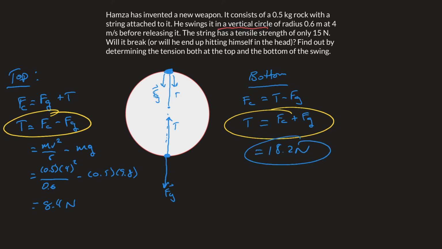Since this is greater than our tensile strength of 15, we can say that the rope will break as it comes towards the bottom of its rotation.